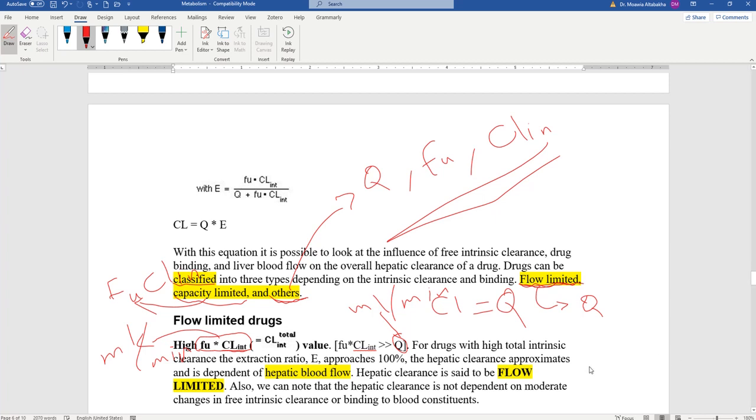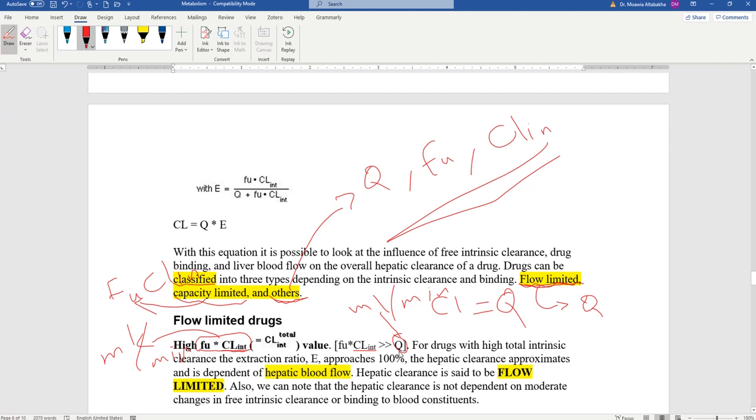Okay, so both we have ml per minute. When the drug has a high extraction ratio, the liver will take a lot of the drug that comes in, and it will metabolize this drug. When there is a high capacity for the liver, in this case what controls the clearance is the blood flow.